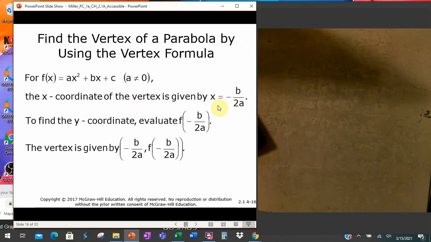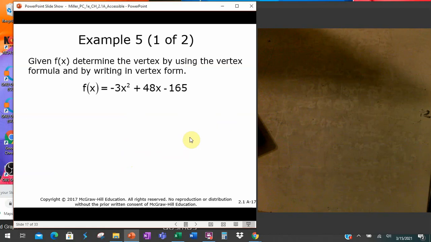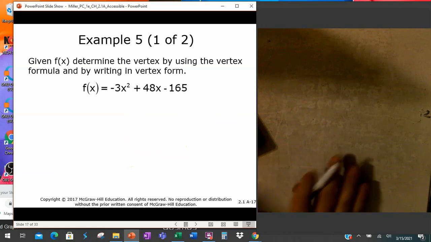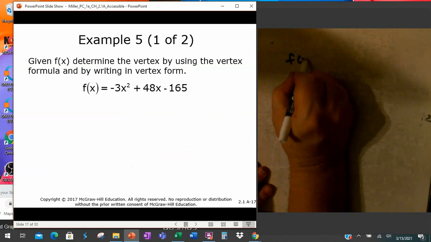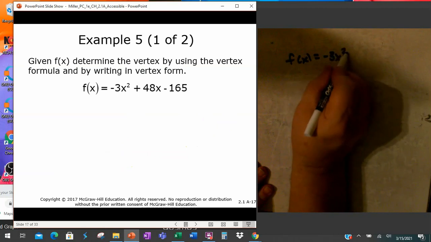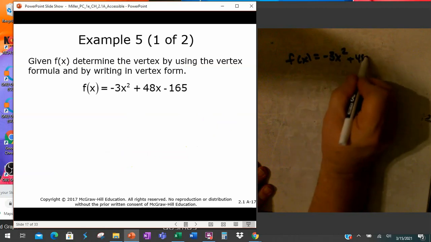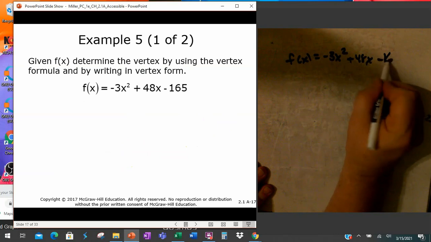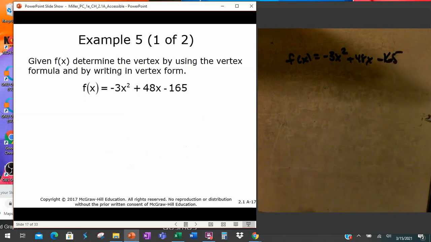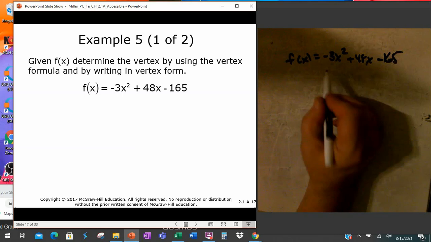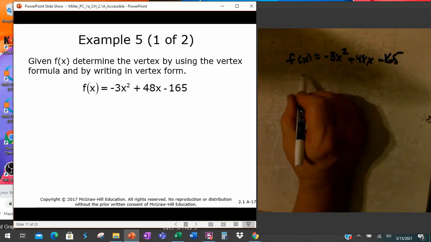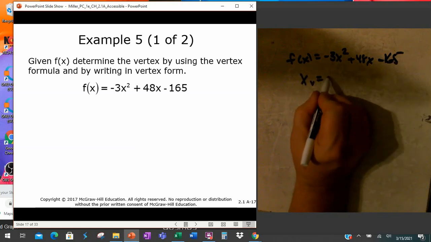And to get the y value, all we do is take this value, stick it back in, and evaluate the function. So the vertex is basically given by negative b over 2a and f at negative b over 2a. Okay, so let's give this a try. If f of x is equal to negative 3x squared plus 48x minus 165, I don't want to complete the square, I have to factor these things out, do a lot of the stuff, but at this point, I'm just going to use that formula.